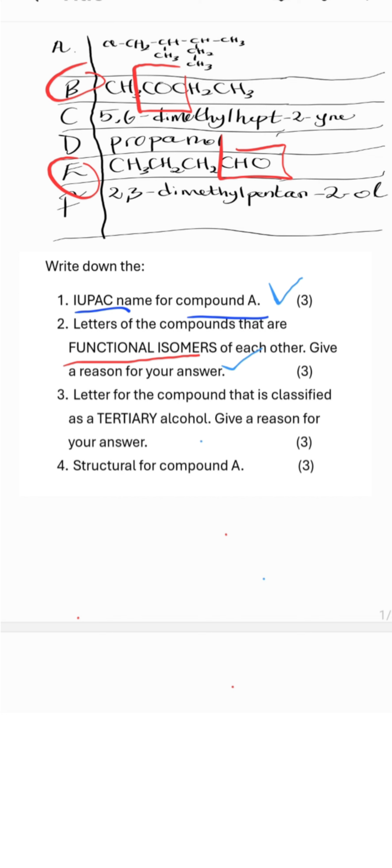Number 3 says write down the letter for the compound that is classified as a tertiary alcohol. So of course you have A, B, C, D, E, F. You will try to eliminate anything that is not an alcohol, and you will be left with B, D and F as alcohols, propanol and 2,3-dimethylpentanol. You have to balance yourself when you pronounce these organic compounds. So for us to give the letter of the tertiary alcohol, perhaps we must ask ourselves, what is even a tertiary alcohol?